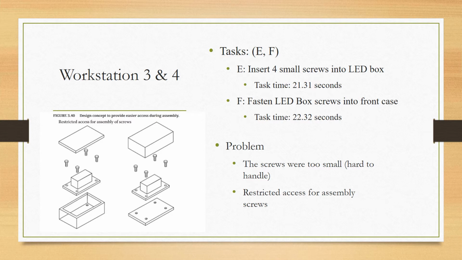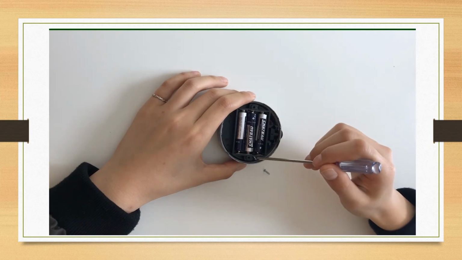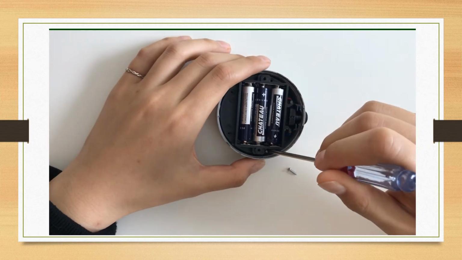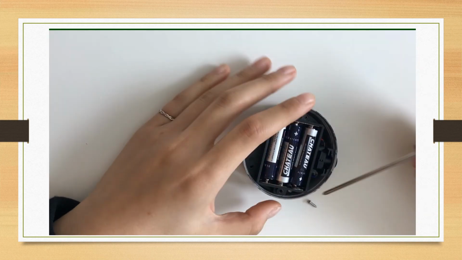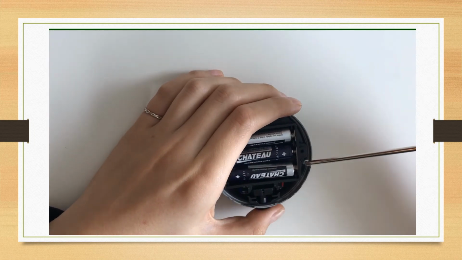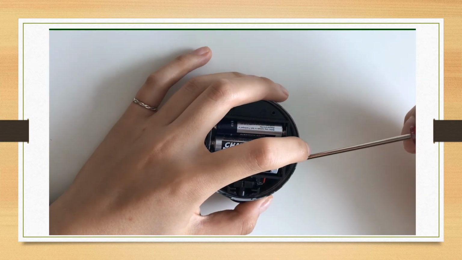In our workstations 3 and 4, there are two tasks, which are E and F. The problem in workstations 3 and 4 is that the screws are too small and hard to handle, and there is also restricted access for assembling the screws. As we can see, it's hard to insert 4 small screws into the LED box because the screws can easily hang up or fall outside of the hole.